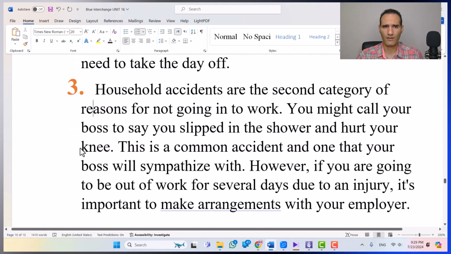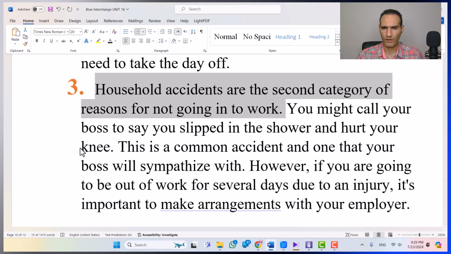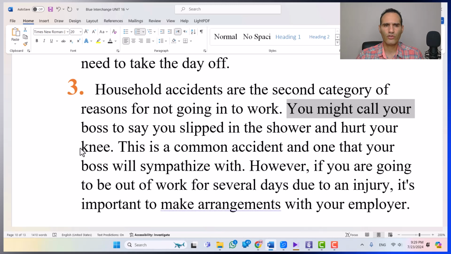The second reason. Household accidents are the second category of reasons for not going into work. You might call your boss to say you slipped in the shower. Slip. So the shower is slippery because of the soap, because of the shampoo, and you slip in the shower and hurt your knee. Hurt, past tense. So slipped and hurt.